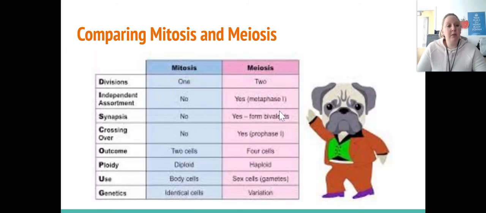And we can remember this using our disco pug. 2 divisions in meiosis and one in mitosis. We don't really worry too much about independent assortment or synapsis or crossing over. The outcome: 2 cells that are diploid and genetically identical versus 4 cells that are haploid and genetically unique.